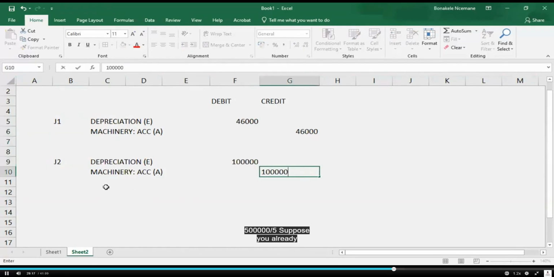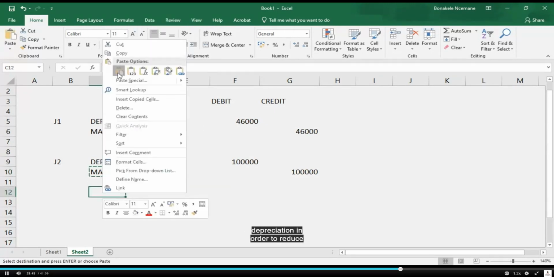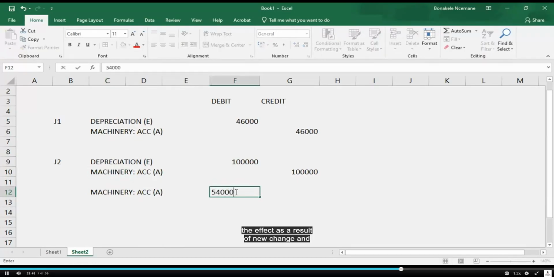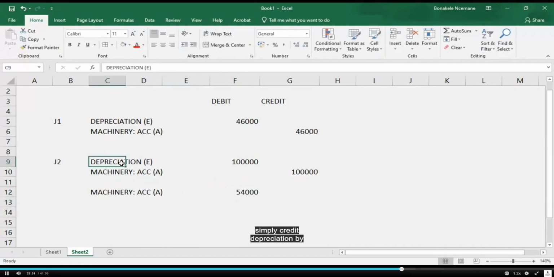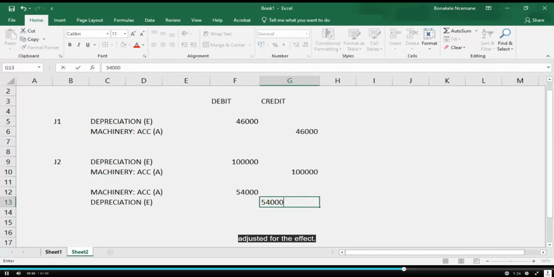So suppose you already had this transaction processed, but now you've got this new information that there had been a change in estimate. What would you do? Because now the new estimate is lower than the old estimate by 54,000, because it is lower, you would have to debit accumulated depreciation in order to reduce the effect as a result of the new change, and simply credit depreciation by 54,000. And then you would have adjusted for the effect.